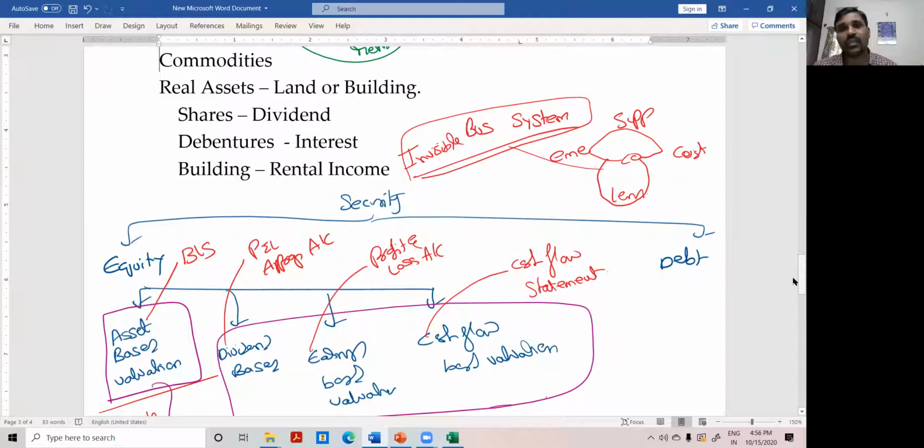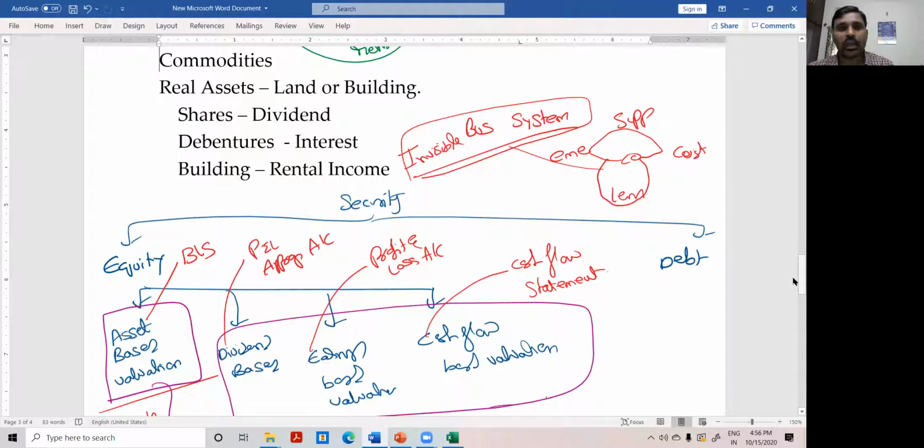What is the relationship with our supplier? What is the relationship with our customer? What is the relationship with our lender? All these relationships are what drive the business, which is apparently not reflected in the balance sheet of the company. That is the core element.